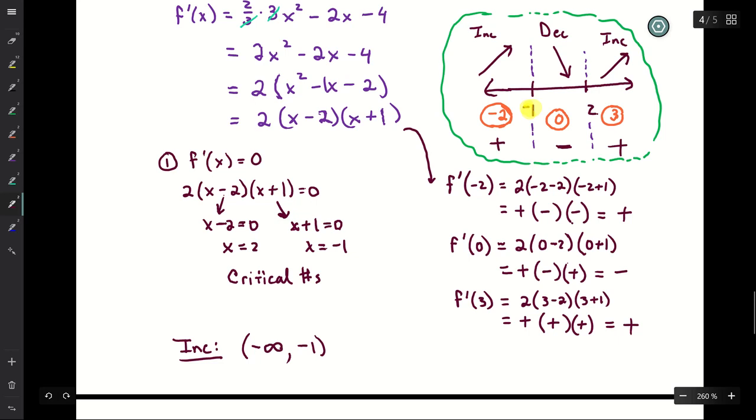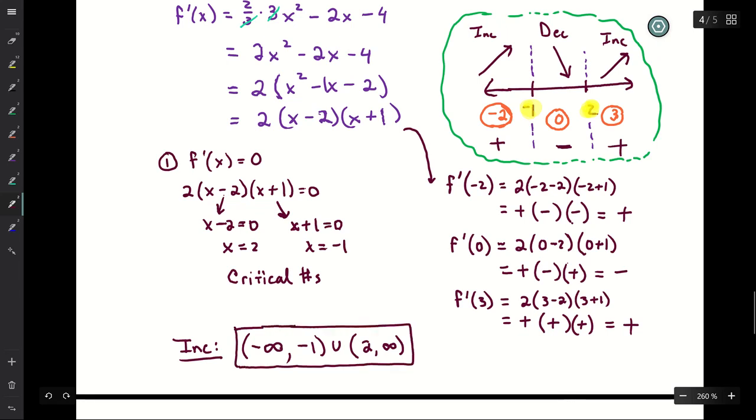And then there's another place I increase, so I'm going to do union. And once again, you've got to be careful there. Look at your critical number. Your critical number was 2. So we'll say union 2 to infinity. So there's where my function is increasing.